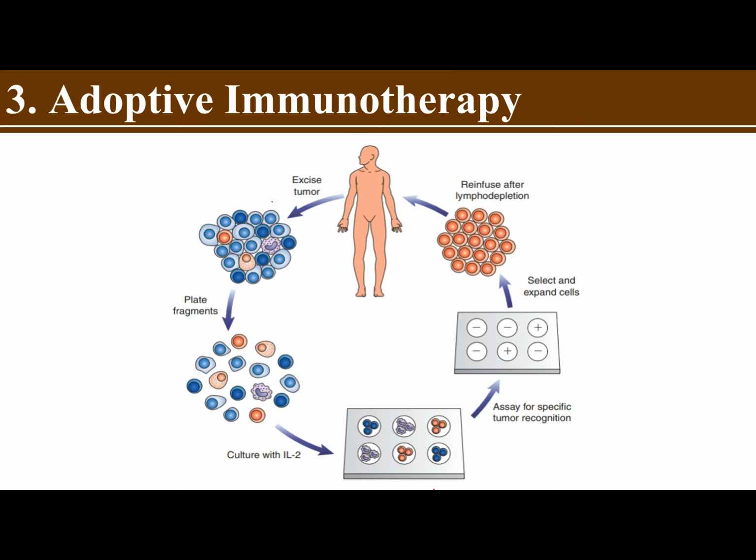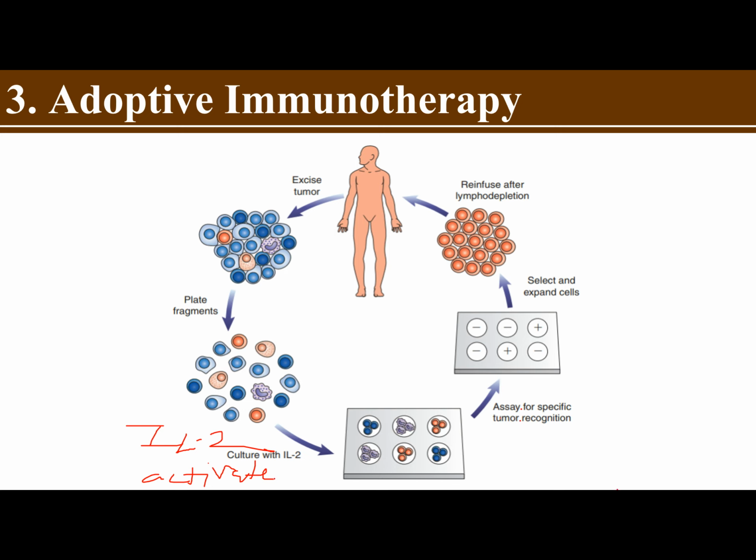cells. So the example of this class, you would excise the tumor from a tumor positive patient. Then you would fragmentize the different cells. Then you're going to culture this with interleukin 2. Now interleukin 2 class would activate the cells, and you would now perform an assay for specific tumor recognition. Hahanap ka ngayon ng cell na they would have the target for the certain cancer.